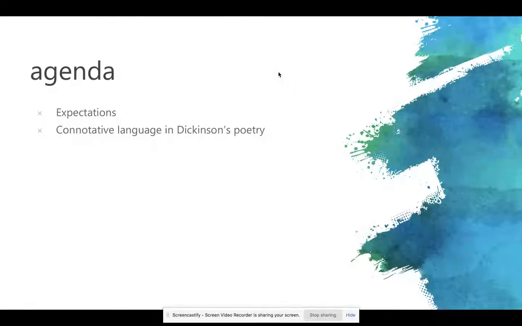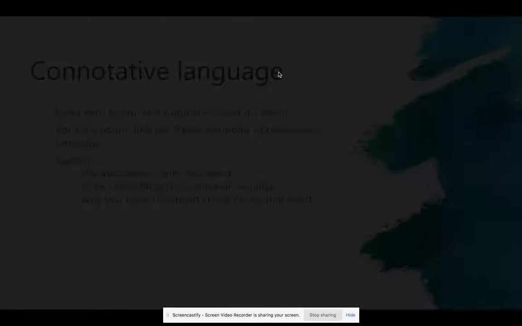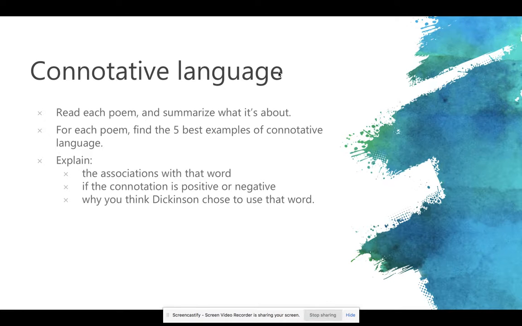Okay. So here's what we're doing today. We're going to be working with connotative language again. But instead of looking in our book, we're actually going to be looking in poetry because connotative language can really be anywhere. So we're going to look at a couple of poems. We're going to have two short poems that we're going to read, and we're going to read through each and talk about what it's about. And then for each one, you're going to find what you think are the five best examples of connotative language.